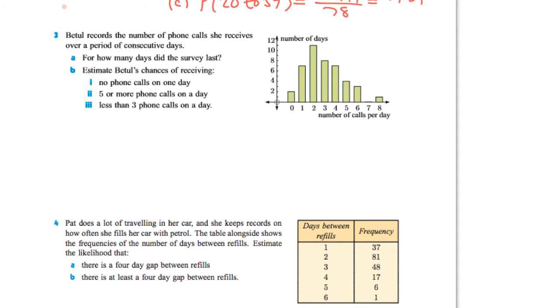Second exercise. Now we have a frequency histogram, or a column graph, I should say. So if we look at the number of phone calls that Betul receives over a period of days, for how many days did the survey last, you can figure out the sample size by just adding up the frequencies. So if we just by eye catch the heights of each of the bars, we'd know the frequency for the total number of calls over the period of time.